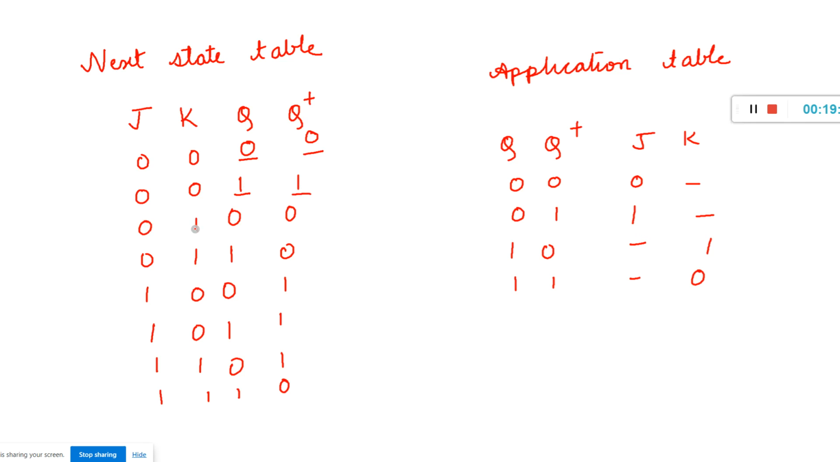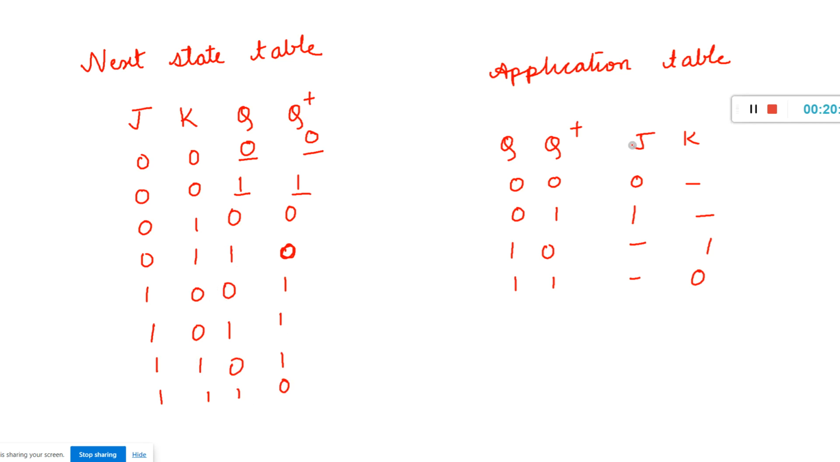Next, whenever J is 0, K is 1, it is in the reset state. Present state is 0, but whenever J is 0, K is 1, it will be in the reset state 0. Present state may be 1, but it will still be in the reset state, the 0 state. Next, J is 1, K is 0, so it will be the set state. Set state means 1. Next, whenever J is 1, K is 1, it will toggle. So present state 0, next state will be 1. Present state 1, next state will be 0. Okay, so this is how you have to write the next state table.